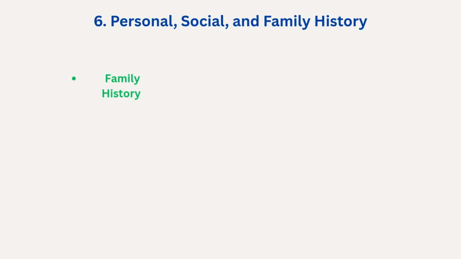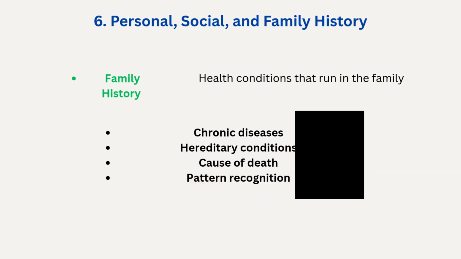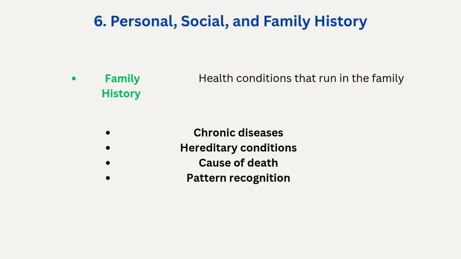Okay, finally, family history. In this part, we look at health conditions that run in the family, like chronic diseases such as hypertension, diabetes, tuberculosis, cancer, asthma, and mental illness. Hereditary conditions such as sickle cell disease, hemophilia, or congenital heart defects. Cause of death for parents, siblings, or other close relatives if known. Pattern recognition: are there multiple family members with similar health issues?